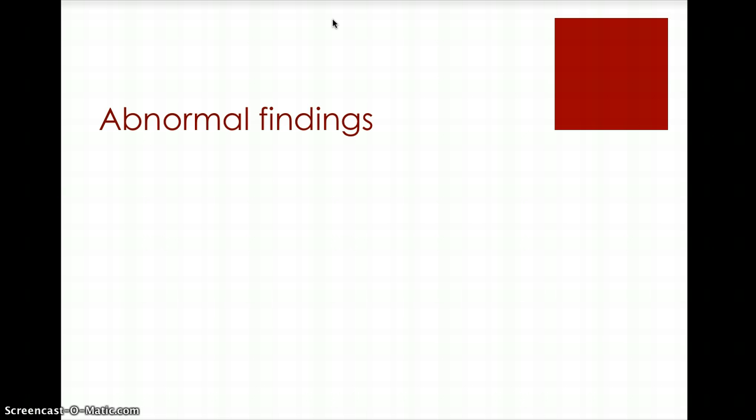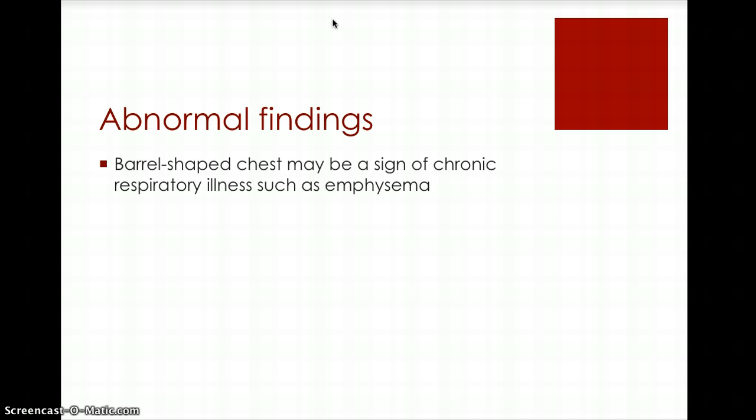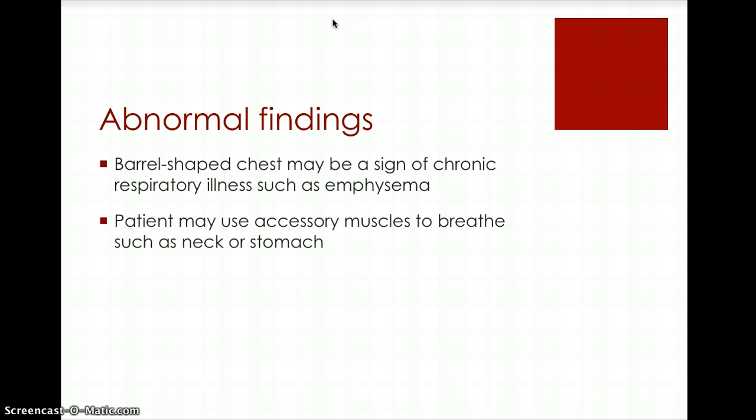Abnormal findings of the inspection are a barrel-shaped chest. This might be a sign of a chronic respiratory illness such as emphysema. The patient may use accessory muscles to breathe, such as the neck or stomach. You can notice that when you're just watching them breathe. They might have a decreased respiratory rate. This could be because they're sedated, maybe heavy use of narcotics, or they're sedated for another reason. They might have an increased respiratory rate. This might be because of their increased work of breathing.